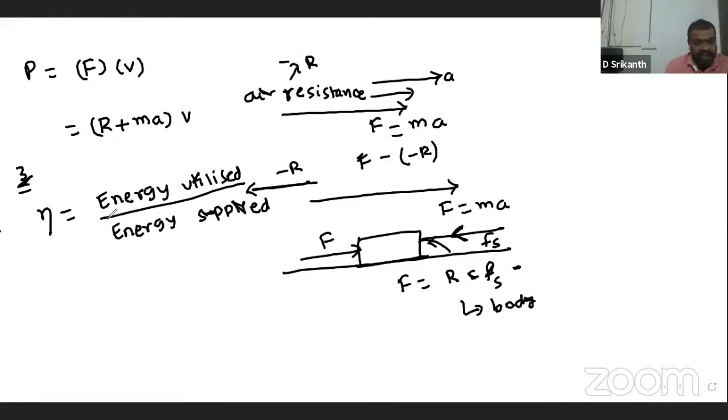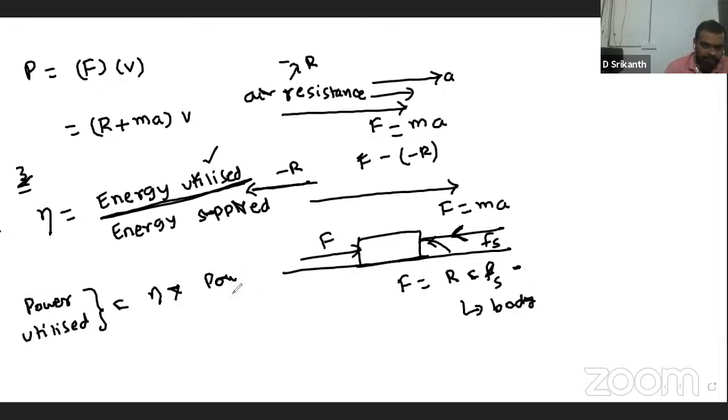So here they are asking useful power. That means this utilized power I need to find. So power utilized is equal to eta times power supplied. Eta they gave as X%, that is X by 100. And power supplied is P. Already they gave: if P is a rated power of a device, that means we supplied the power P.